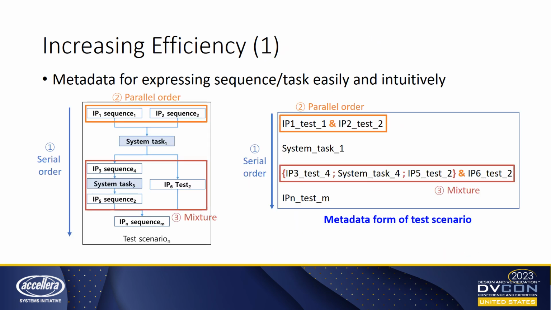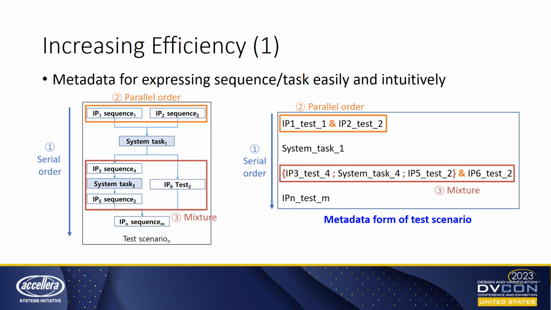So we propose a metadata. The metadata has information about the sequence and system task order. On the left side of the figure, you can find the three sequence orders. Number one is serial order. It means sequence or tasks are performed sequentially.